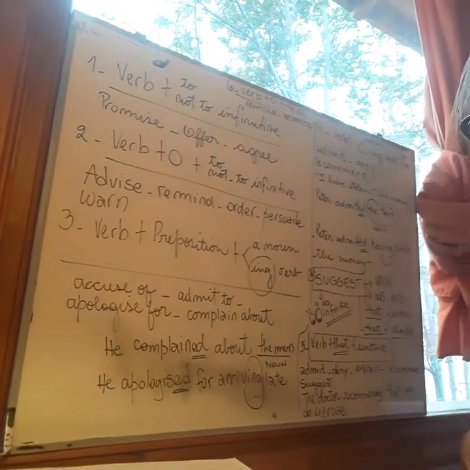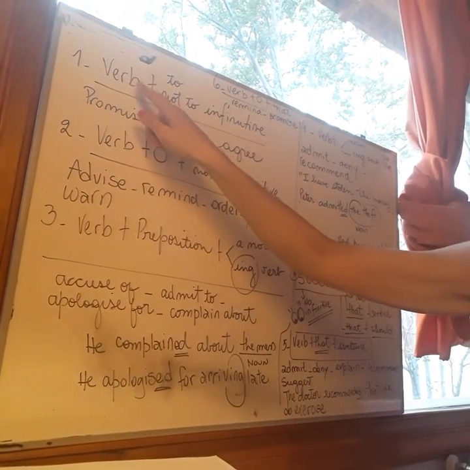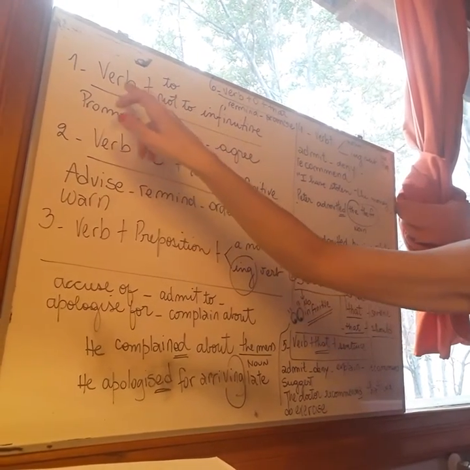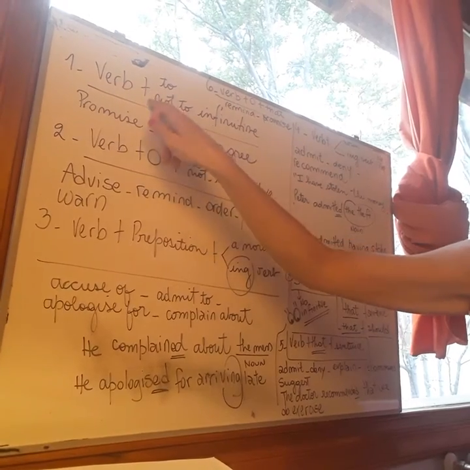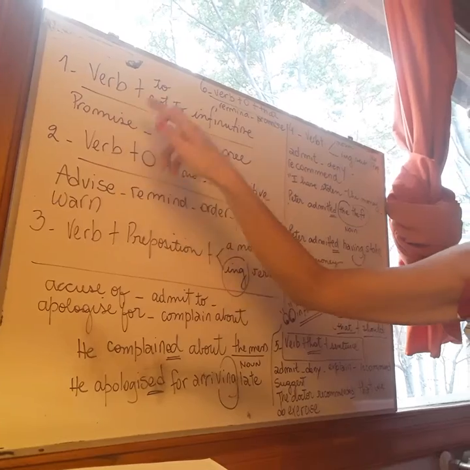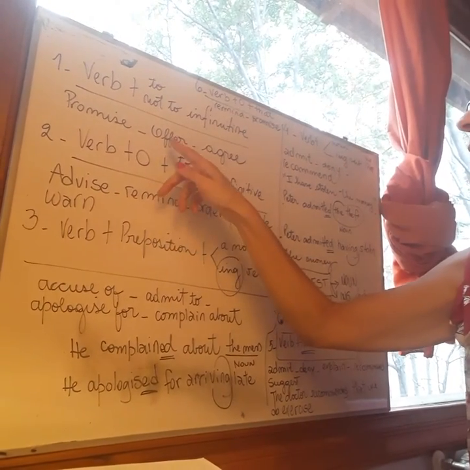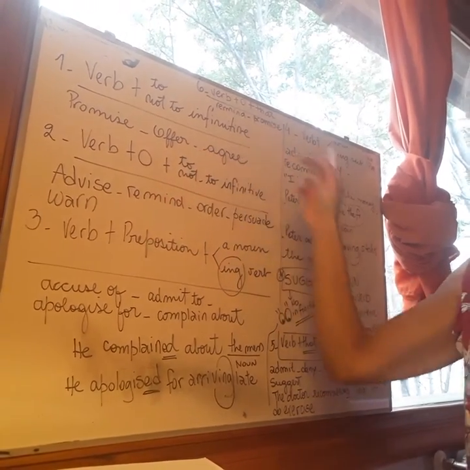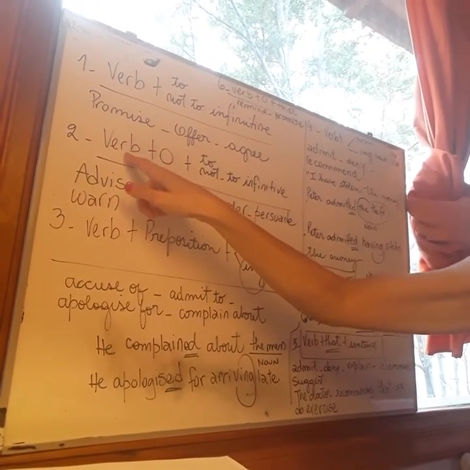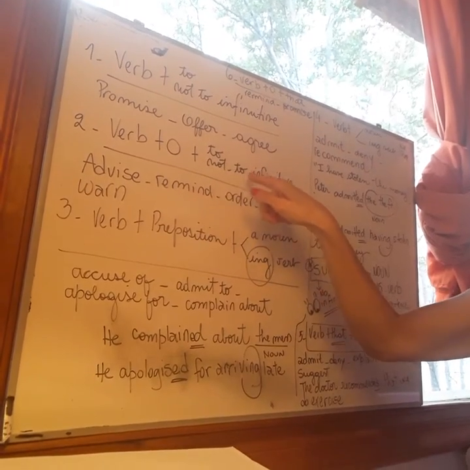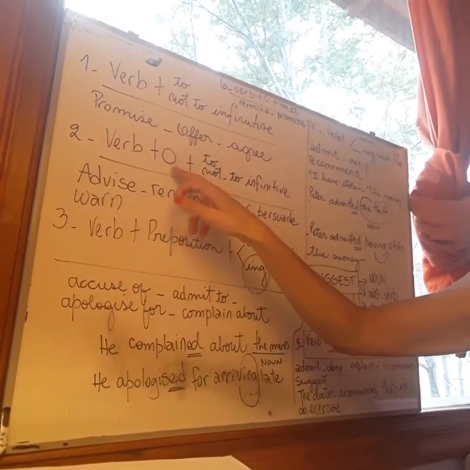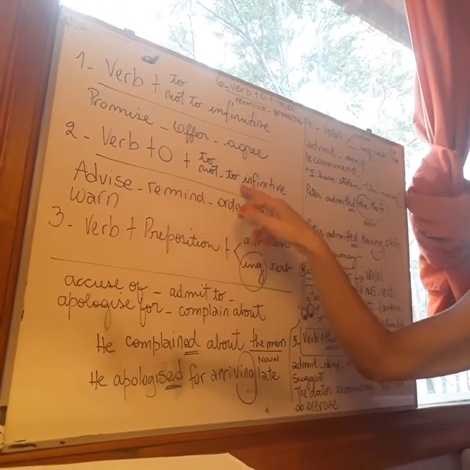Repaso. So, we have promise, offer, and agree, for example, that are used with the verb plus to or not to and the infinitive. He promised to do it. He offered to take the children to the zoo, remember? Other pattern, number 2: verb plus object plus to or not to infinitive. The police officer warned me not to walk on the ice.